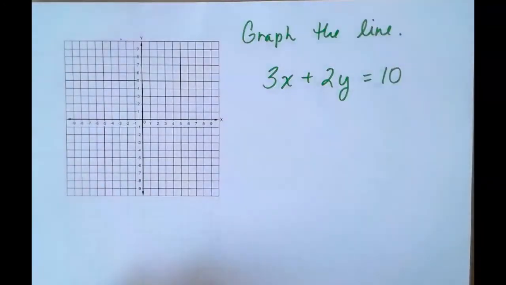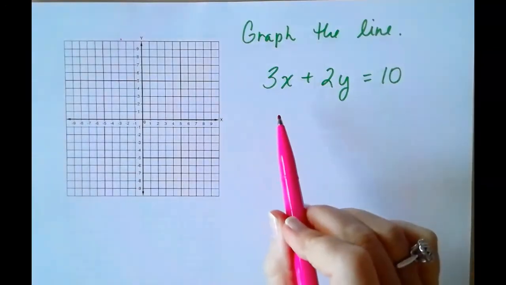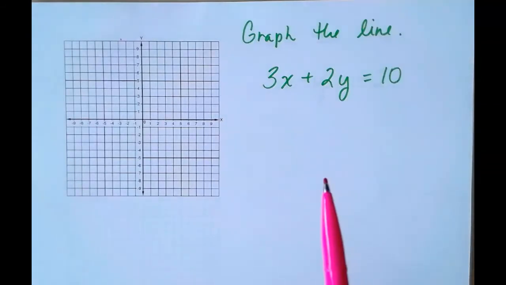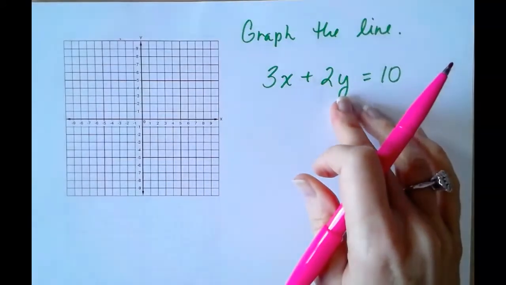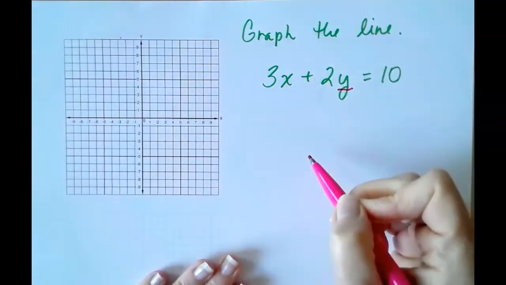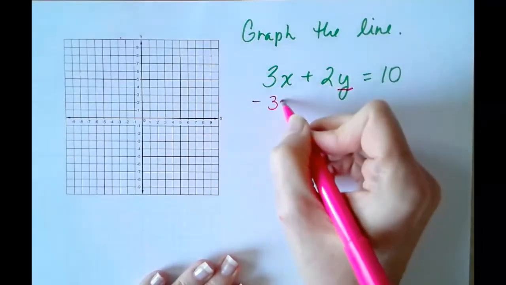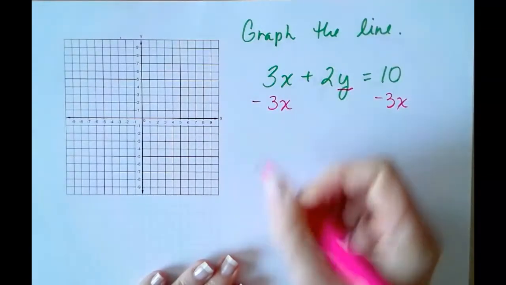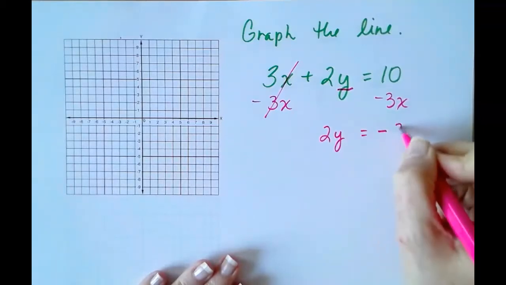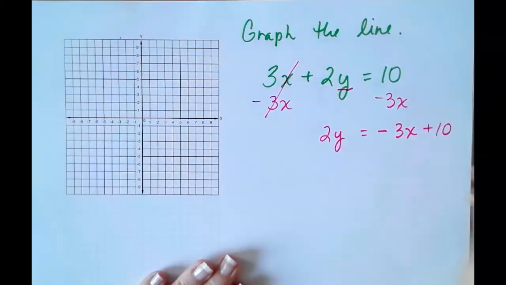Next, graph the line 3x plus 2y equals 10. Have we solved for y? No. First thing we need to do is solve for y. In order to do that, use inverse operations to get the y by itself. We learned this in a previous lesson. So the first thing I'm going to do is subtract 3x from both sides, and that will give us 2y equals -3x plus 10.